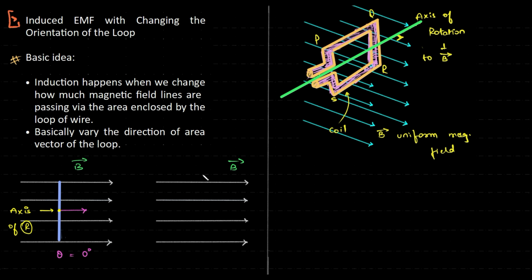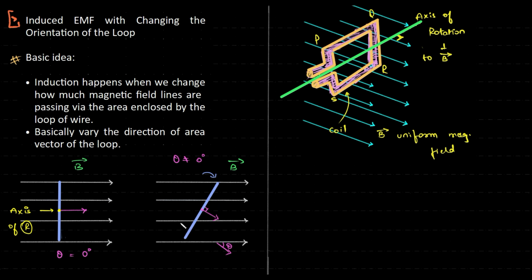Now say it rotates a bit to the right. What happens to the area vector? Yes, it too rotates, because area vector is always perpendicular to the surface, is it not? So now we can see the angle between the area vector and the magnetic field line are not the same. So this is theta. So here theta is not equal to 0 degree. Does it make sense? So the number of field lines passing through will reduce.